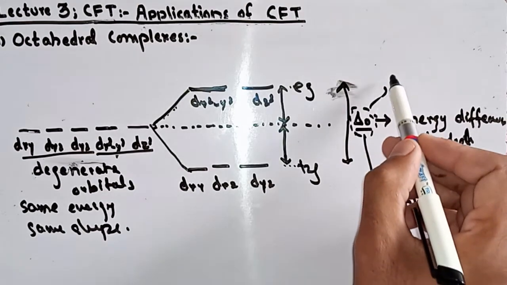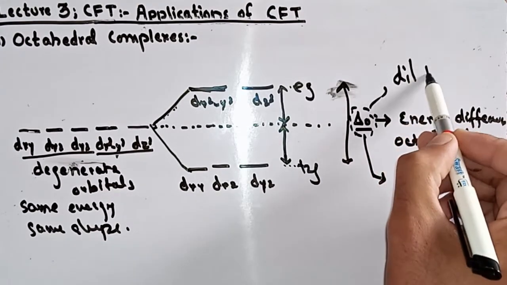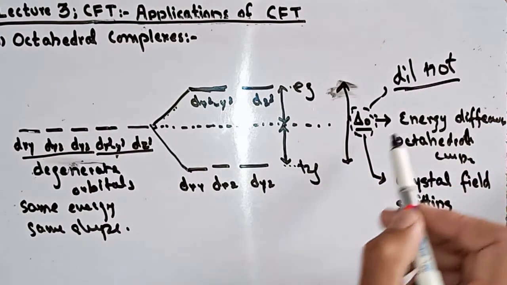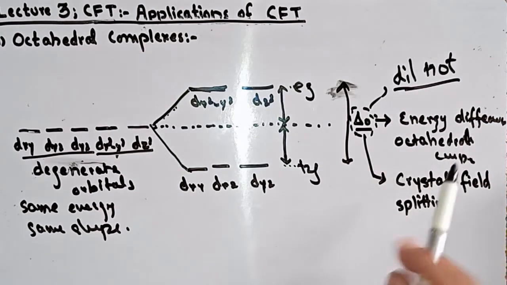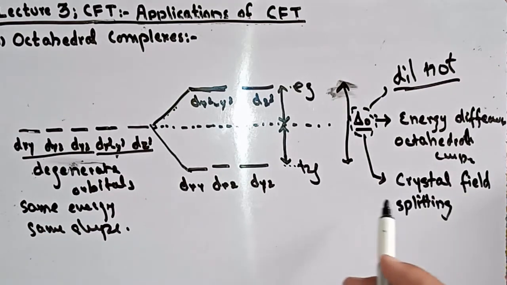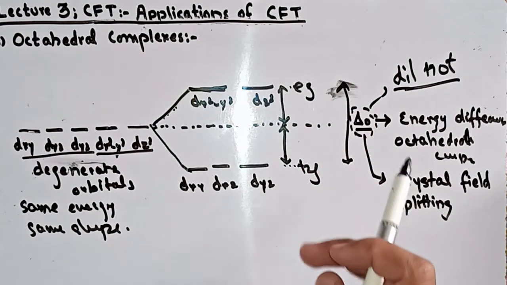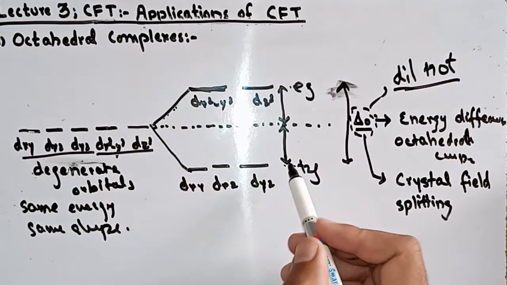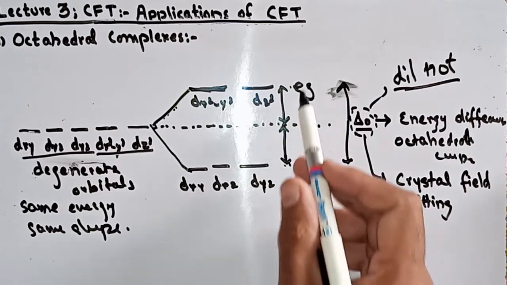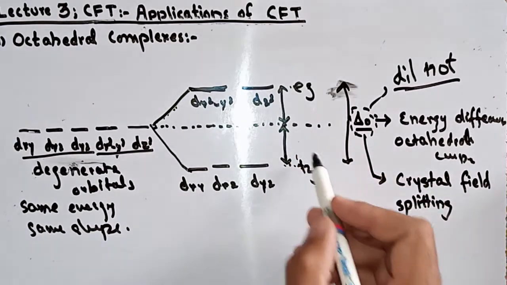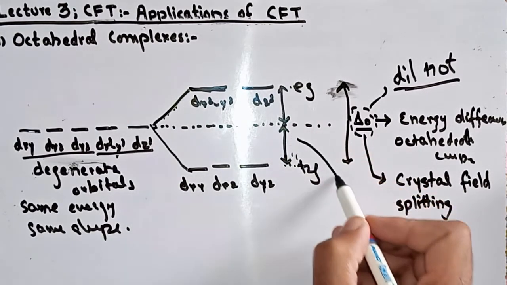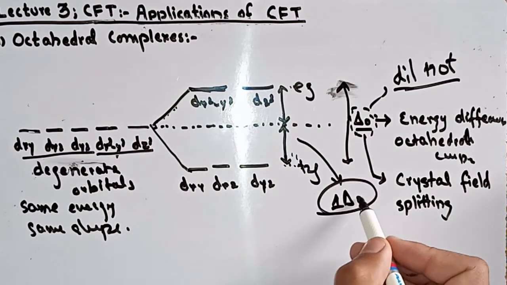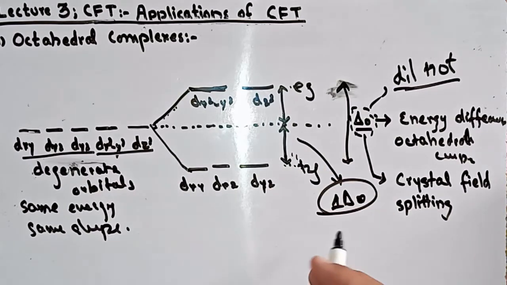This is denoted by del naught. Del naught means the energy difference in octahedral complexes. The energy increase and the energy decrease, the total difference is called del naught. This splitting from T2g to Eg is equal to 1 del naught in octahedral complexes.